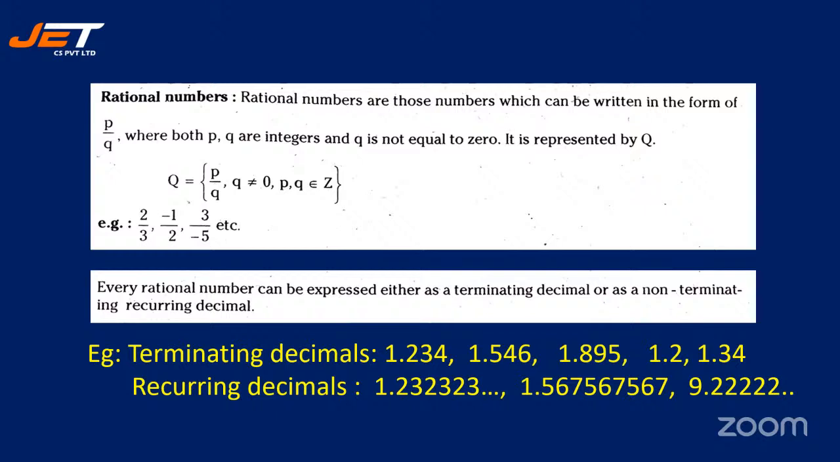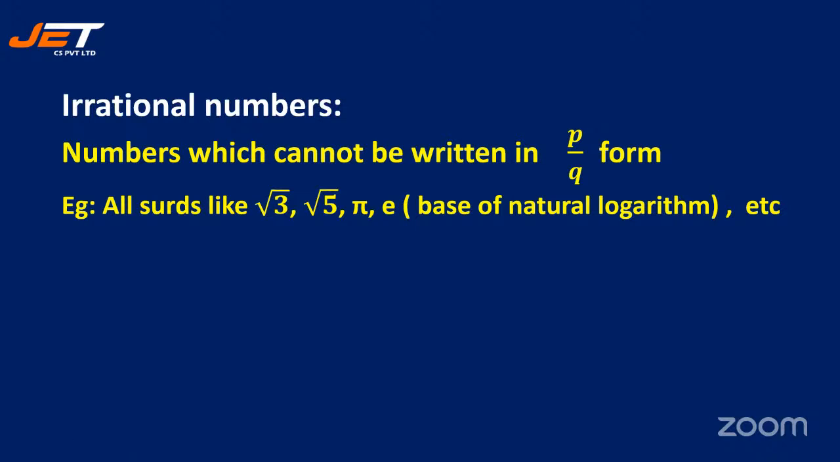Now let's quickly move to the next one: irrational numbers. Irrational numbers cannot be written in P by Q form. All surds like root 3, root 5, pi, and e, the base of natural logarithm, we call irrational numbers.